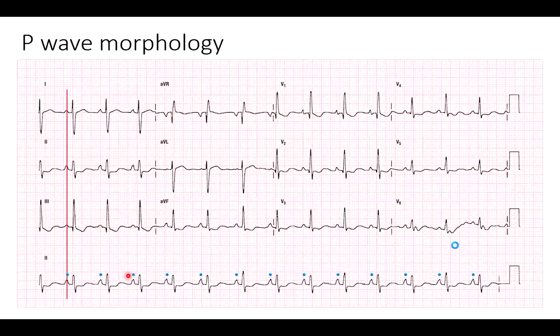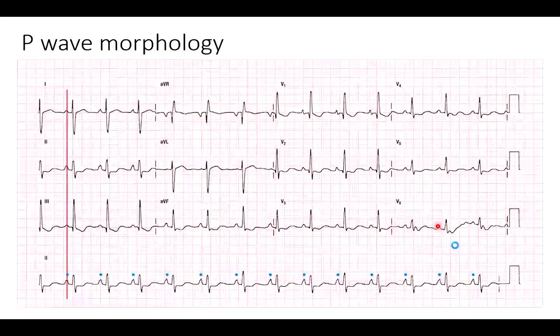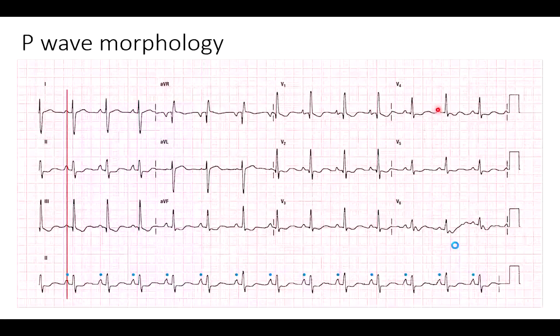The blue dots that we see here are just representing all the P waves that are occurring. So if a P wave is occurring here, that means if I follow up at the same point in time on all of these, I should see a P wave. So if I follow this one, there's my P wave, there's my P wave, there's my P wave.